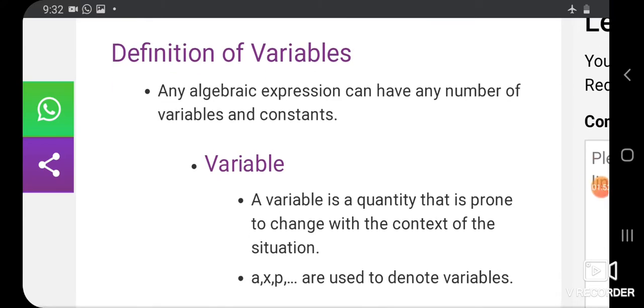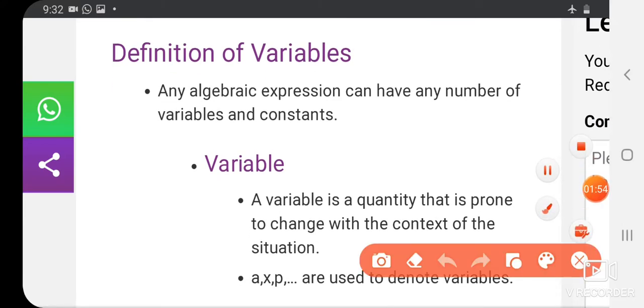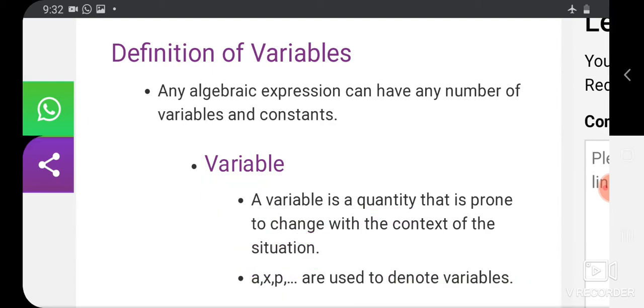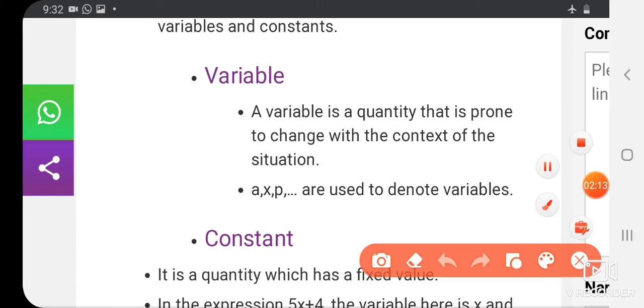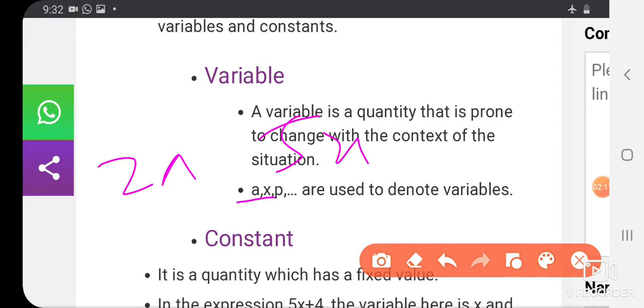Yes, definition of variable. What is a variable? A variable is a quantity that is prone to change. I told you what is a fixed, what is a constant. Constant does not change. Yes, but variables are the opposite of constant, that is, they are prone to change with the context of situations. Yes, for example, you can see we use different variables like a, like 2a, or 5x, or 9p, or any alphabet we use is a variable.